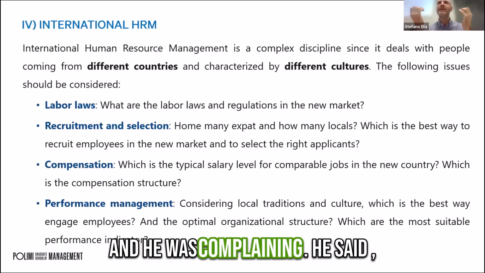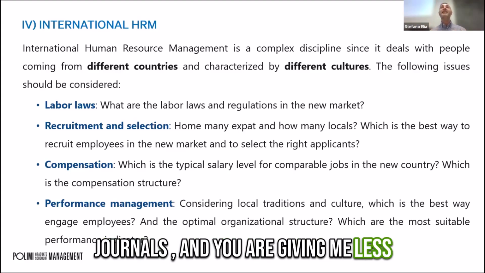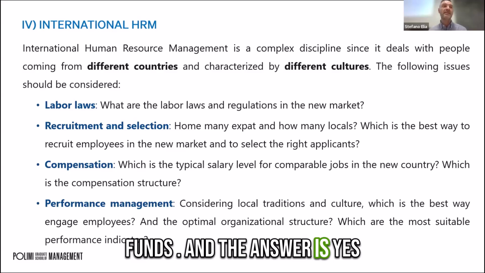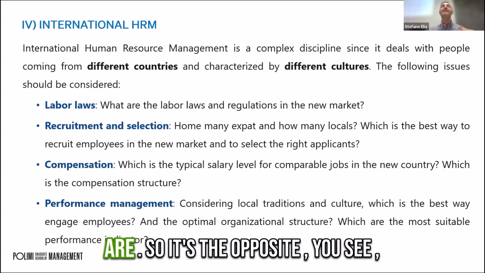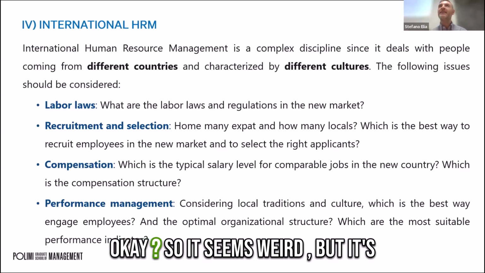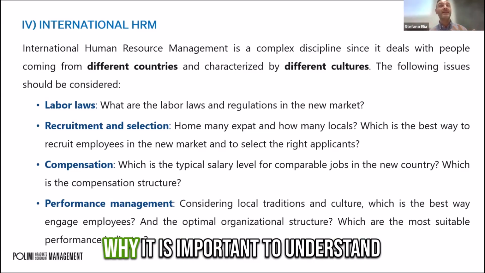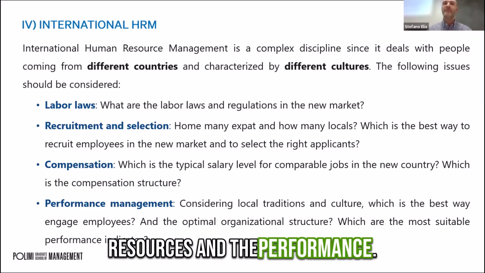Okay. And he was complaining, he said, why? I'm publishing in top journals and you are giving me less funds. And the answer is yes, because those who were not successful need more resources in order to become successful as you are. So it's the opposite way of managing performance, you see. Okay. So it seems weird, but it's exactly the opposite way. So that's why it is important to also understand how to manage human resources and performance.